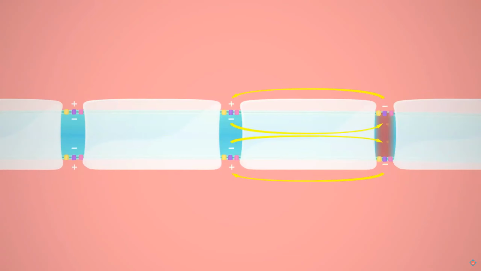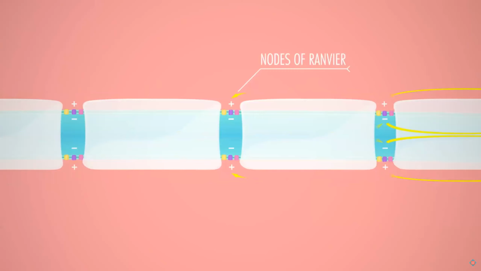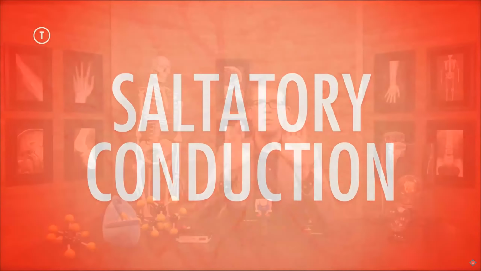These little gaps are the delightfully named nodes of Ranvier, and this kind of propagation is known as saltatory conduction, from the Latin word for leaping. But what happens when an action potential hits the end of its axon and is ready to do more than leap and jump all the way to another neuron? That you will find out next time.